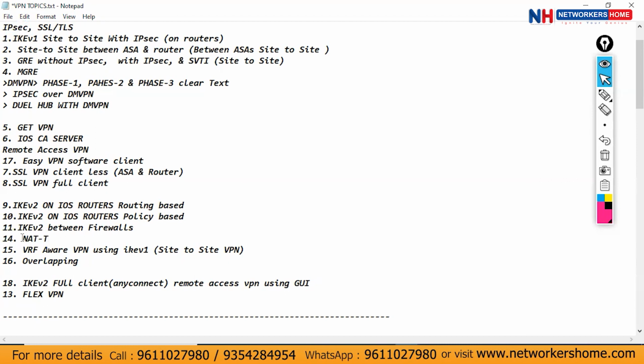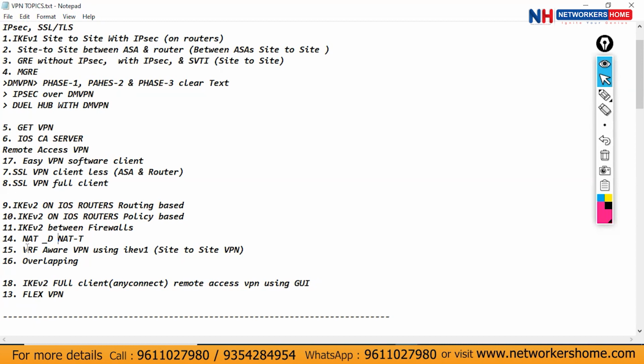First of all, there will be NAT-D and then NAT-T. So there will be a difference between what a NAT-D is and what a NAT-T is. NAT discovery and NAT reversal. Two things are there. So what's the use of NAT-D and NAT-T in IPsec? That is very important to understand.